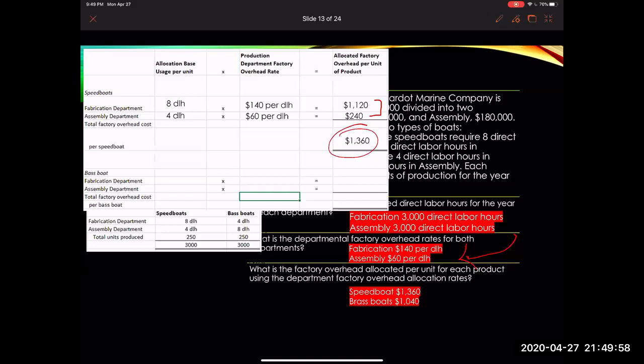All right, we're going to do the same thing for the bass boat. Our setup here tells us that the bass boat spends 4 hours in the fabrication department and 8 hours in the assembly department, right? And then we've already calculated our rates. So 140, then we have 8 and 60, right? Similar to what we did for the speedboat, we add these two numbers together, and that's how we get our total of 1,040, okay?